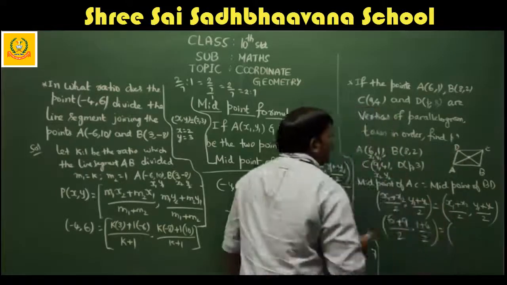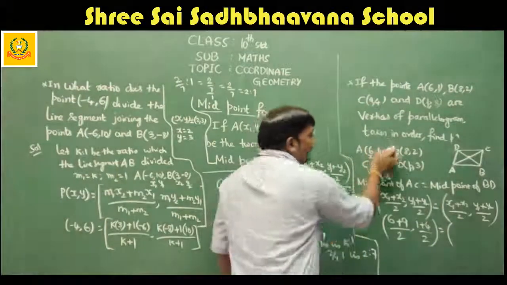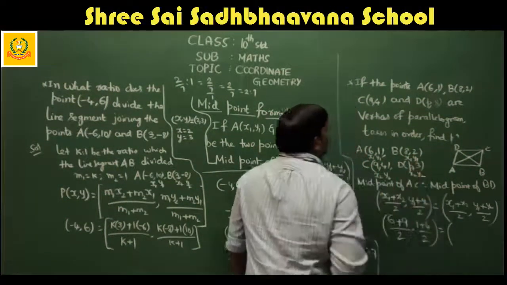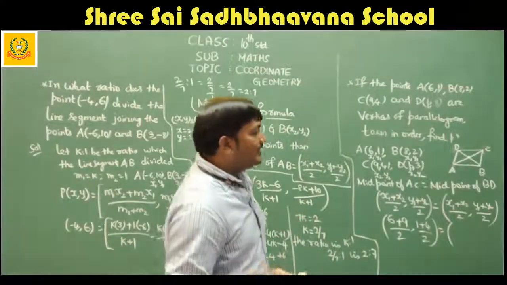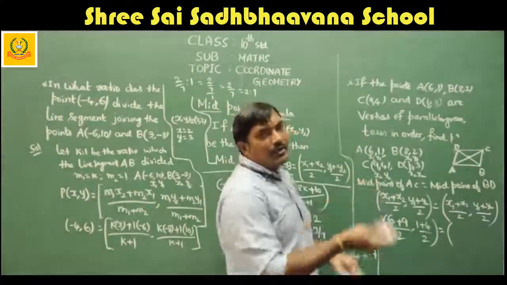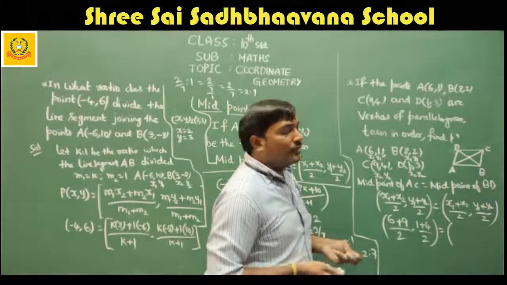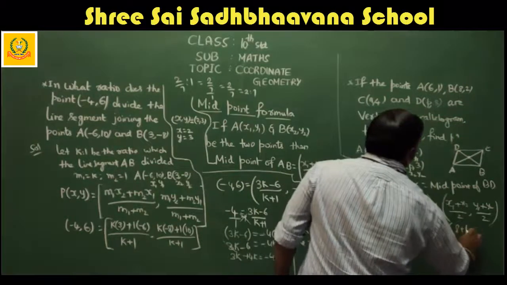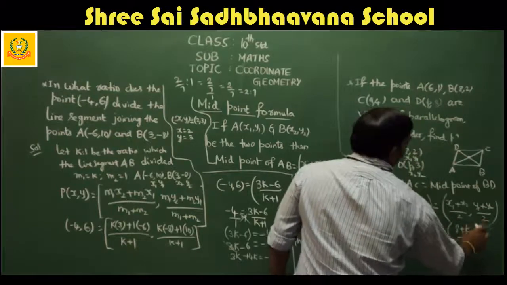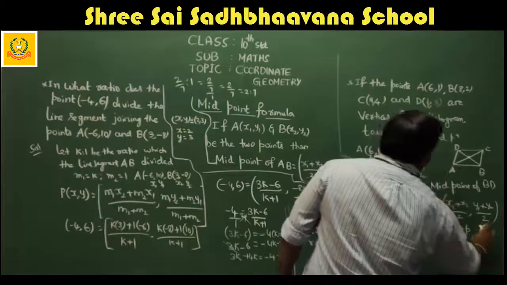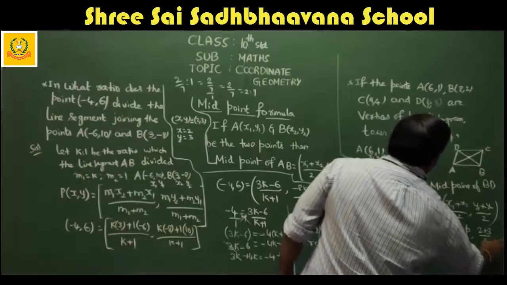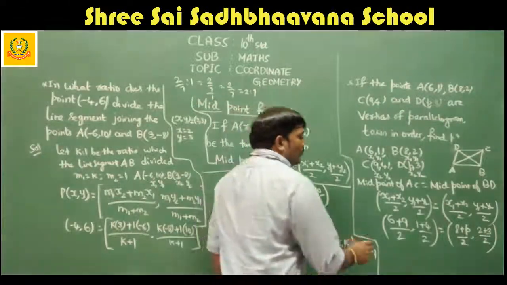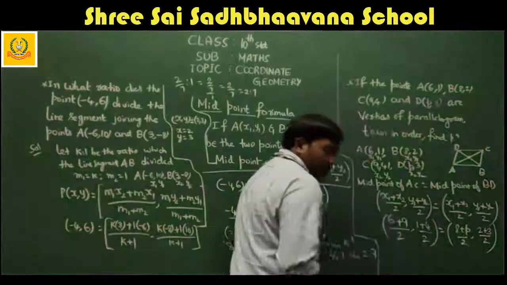Now for BD, take this as x1, y1 and this as x2, y2. Whichever points you are taking, for those you have to write x1, y1, x2, y2. So BD we are taking, this will be x1, this will be x2. So 8 plus p by 2, correct. Next is 2 plus 3 by 2. Got it? Yeah. Now, I'll just do it here.